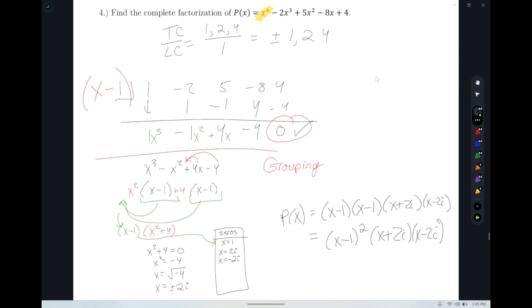Okie dokie. Don't forget your calculator. That's really the only thing to not forget. Don't forget your calculator for half of it.